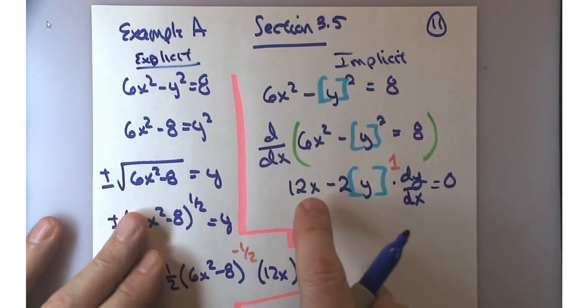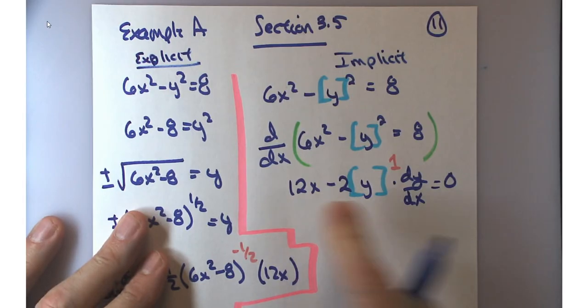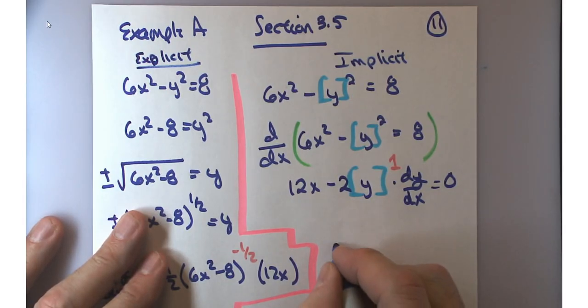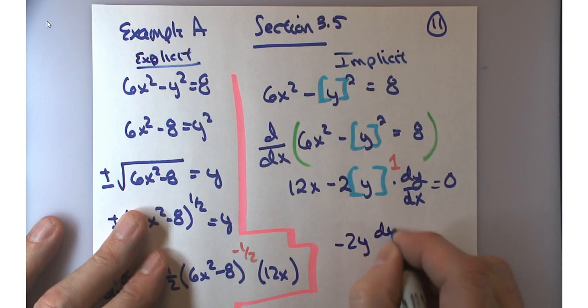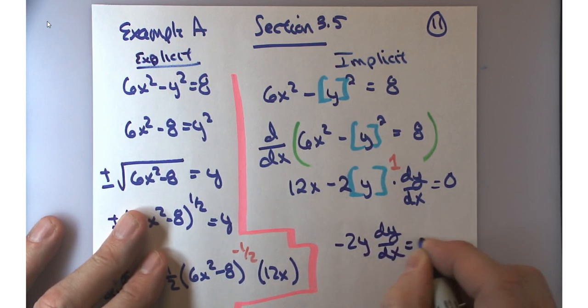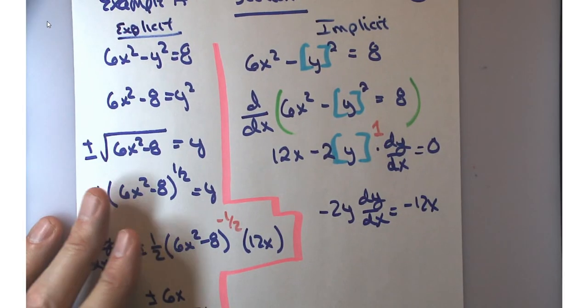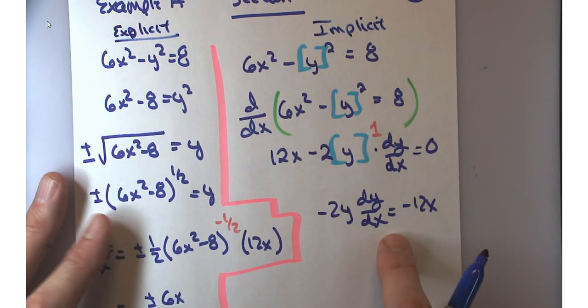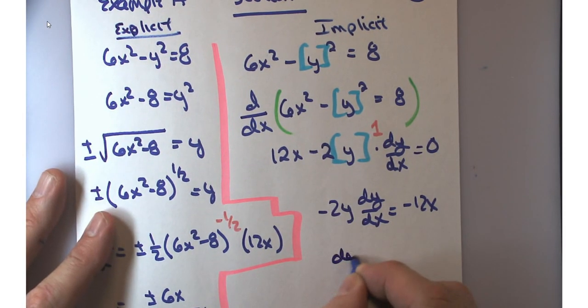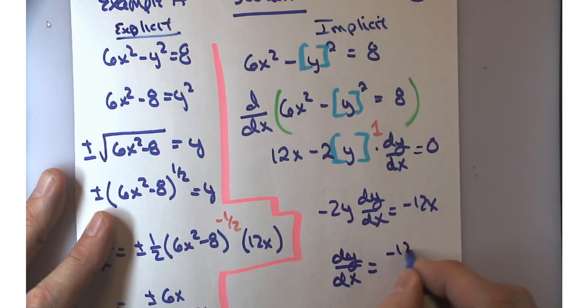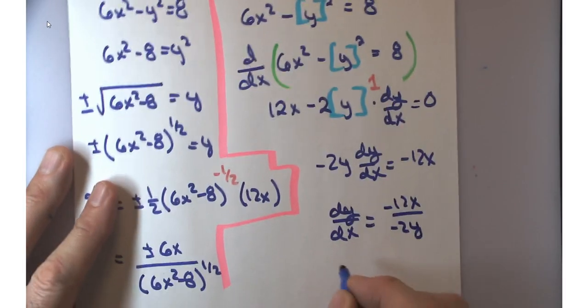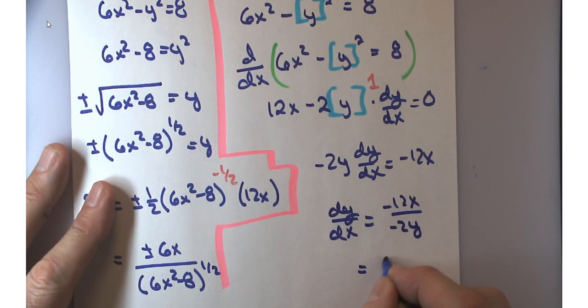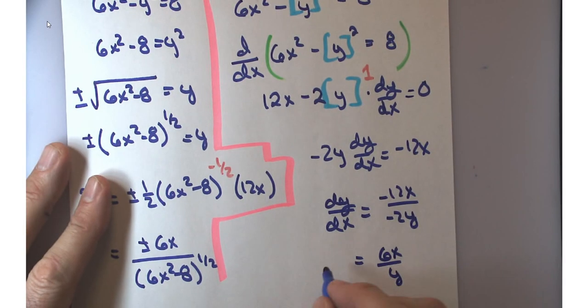So let me do it this way. I'm going to move the 12x to the other side. That gives me negative 2y dy by dx equals negative 12x. Almost done. What do I have to do to simplify? To get dy by dx by itself? Yeah, divide by negative 2y. So I get negative 12x over negative 2y. Or in other words, I get 6x over y.